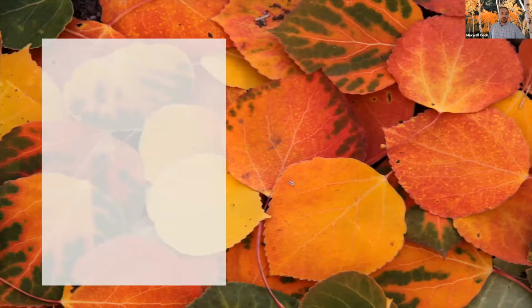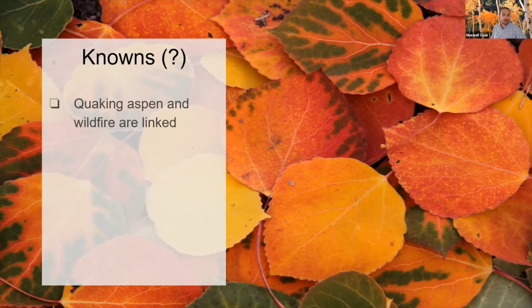So just to provide some context about what we do know, and I put a question mark here because of course all of this is with a grain of salt, and this is part of the work that we're doing. Quaking aspen and wildfire are linked. So aspen respond to canopy opening events such as wildfire, timber harvest, or blowdown. And they've thrived with fire as an important disturbance mechanism. And their distribution across landscapes is often driven by disturbance regimes broadly.